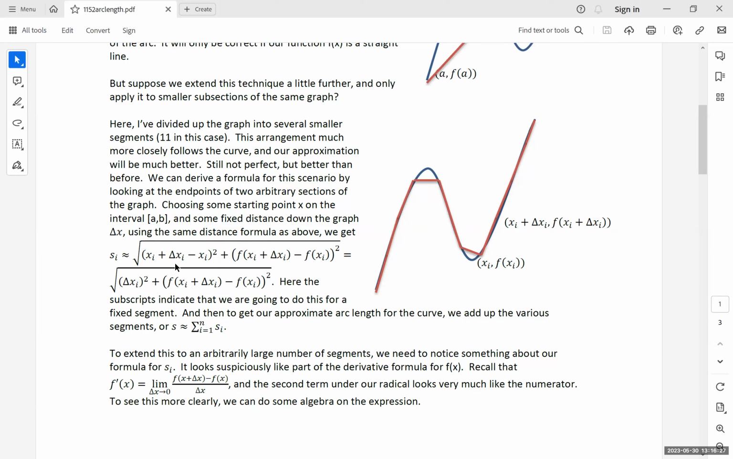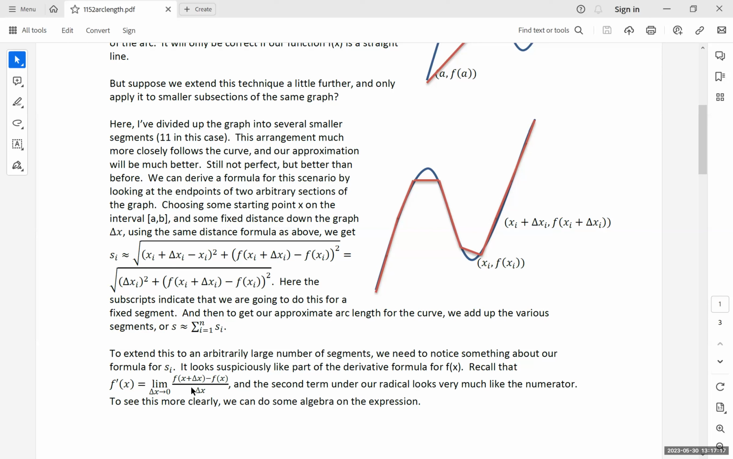So again, we're using the same distance formula here. In each one of these cases, we're starting at x sub i, one of our breakpoints, and then going to the next x sub i, which is some distance away. That gives us our delta x sub i because the x i's cancel out. And then in our y direction, we take the stopping point, f of x sub i plus delta x sub i, that function evaluated at the second point, and subtract the function evaluated at the first point. And when we simplify this, this numerator is starting to look suspiciously familiar.